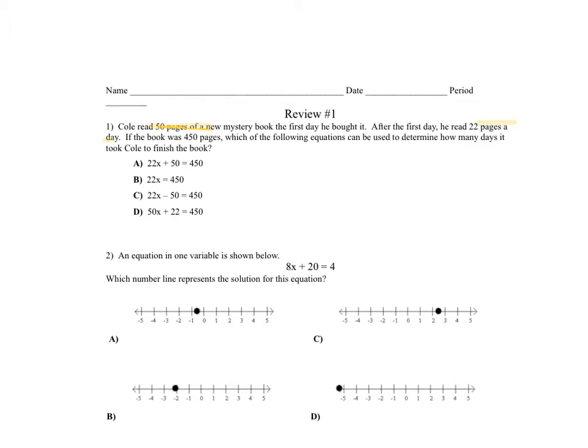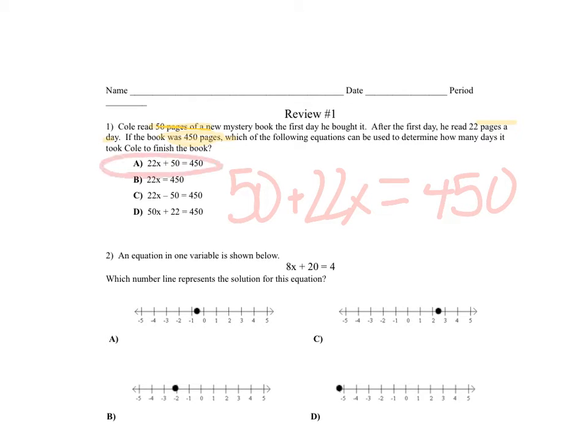If the book was 450, so that means equals 450, 50 pages of a new mystery, and then 22 pages a day. So we need to write this equation. So I'm going to say was 450. So it equals 450. Okay, and then 50 pages right off the bat, and then plus the 22 pages a day. So this is my equation that I wrote, and I didn't even look at the answer choices, okay? But I'm going to look for something that's similar to what I wrote. And if you look, answer choice A fits what I wrote. It's just 22x and 50 are flip-flopped.